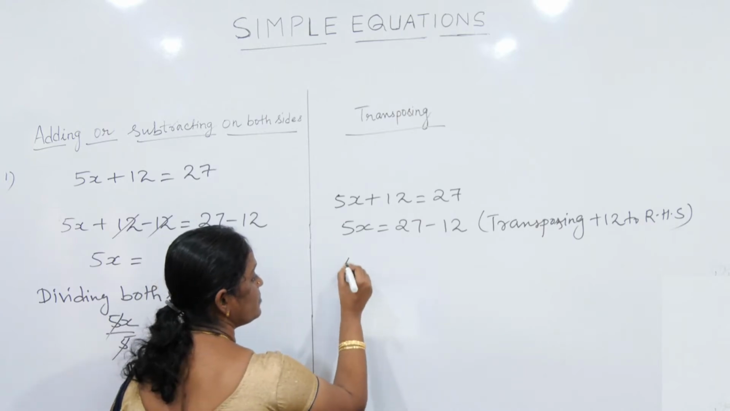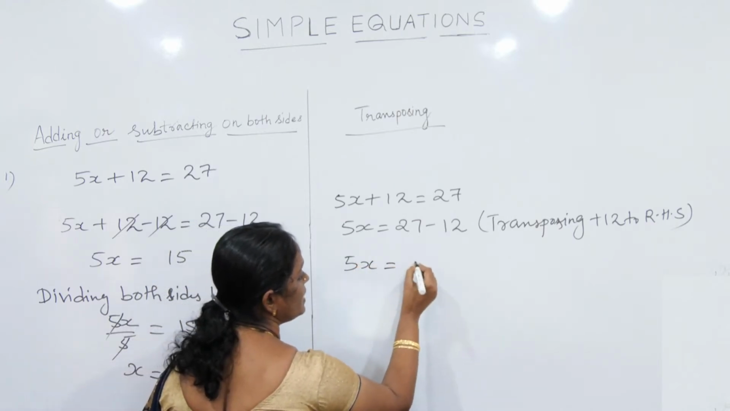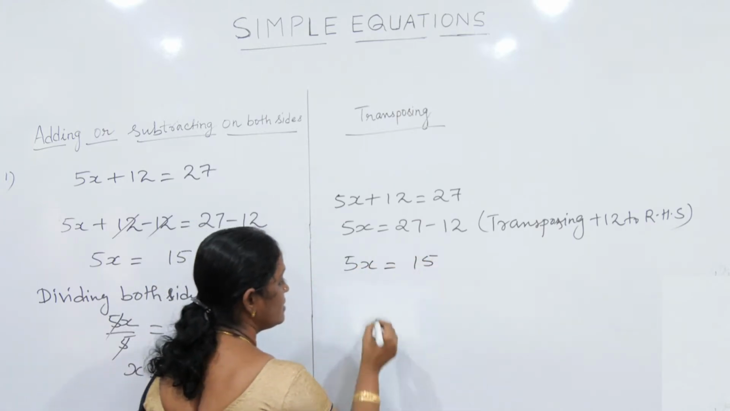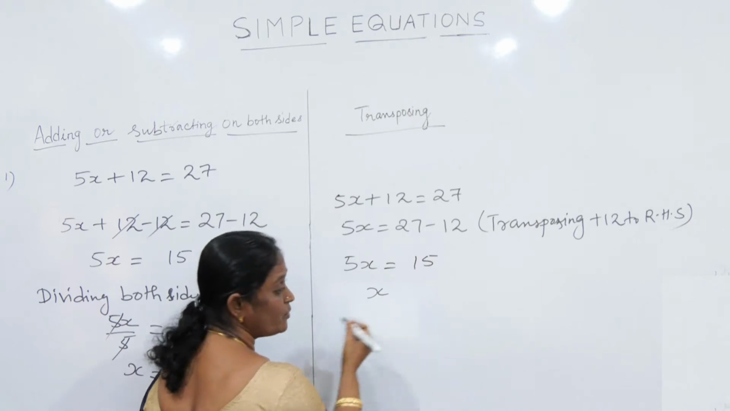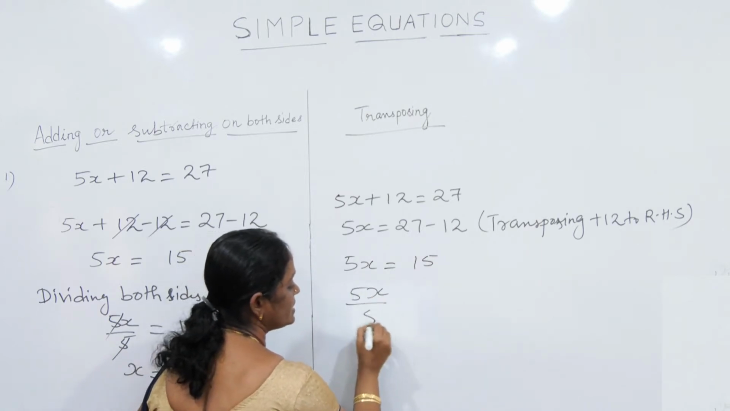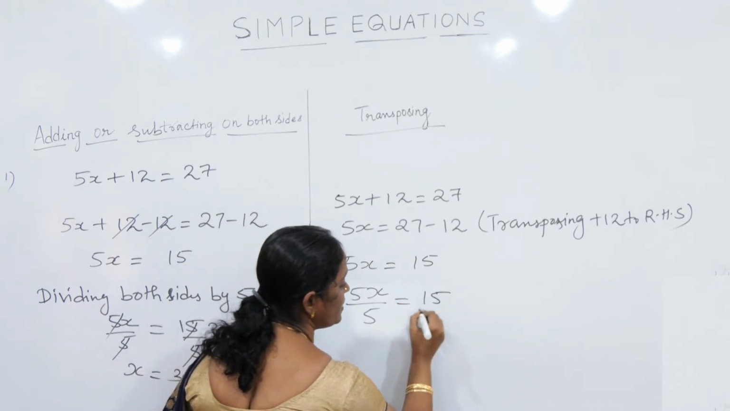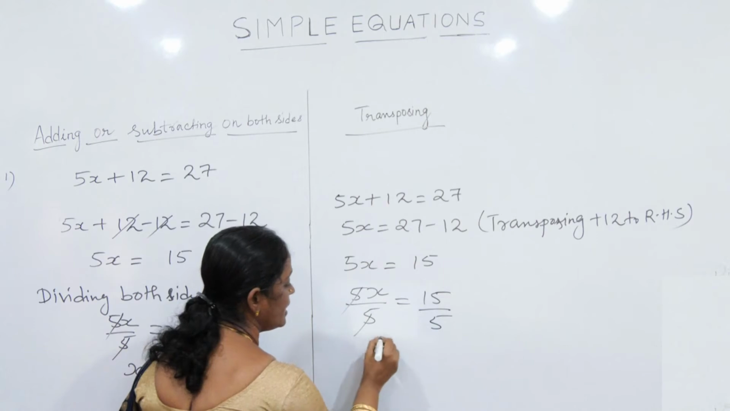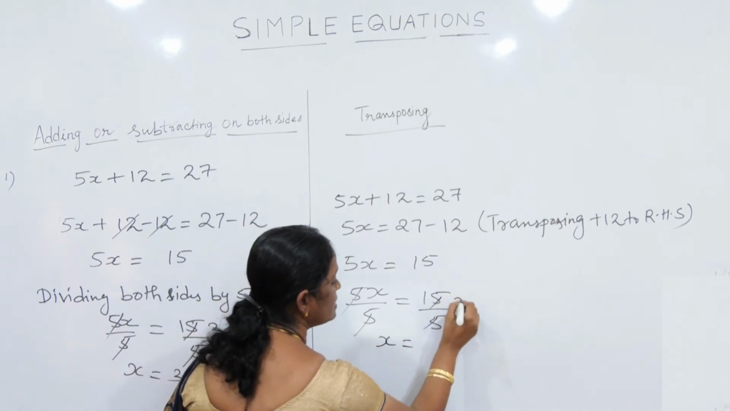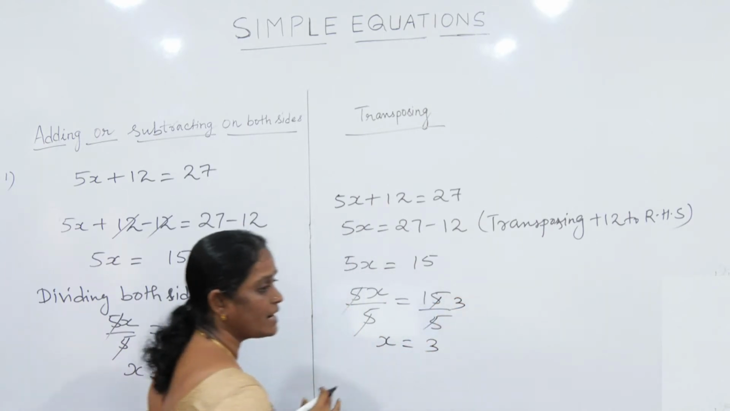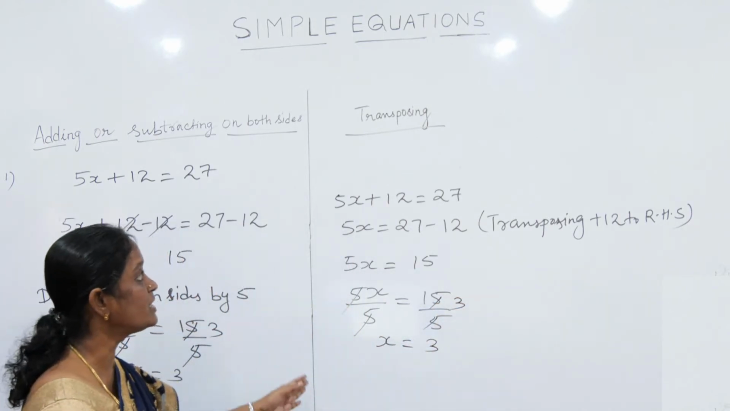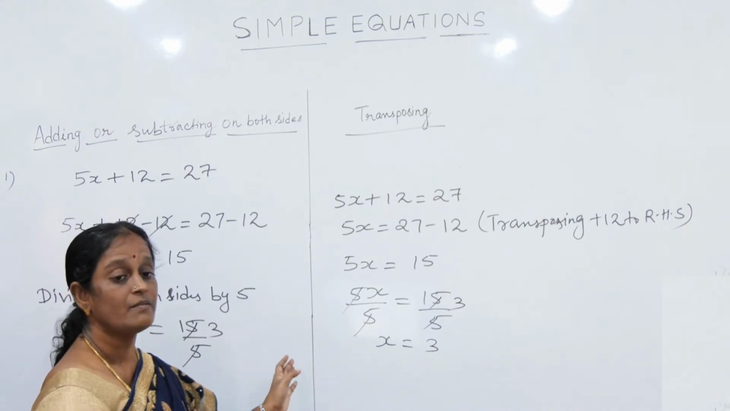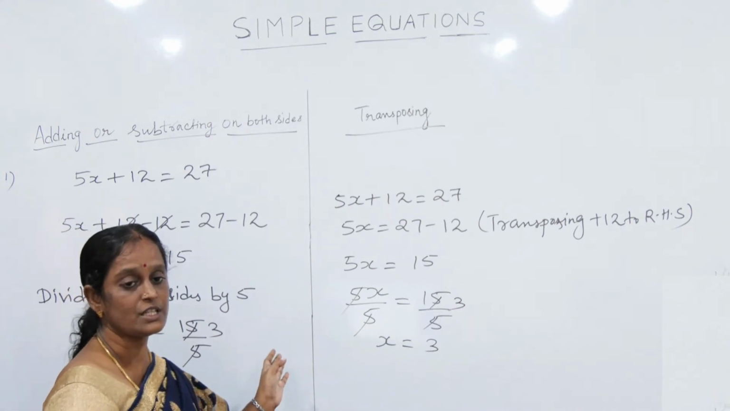So now the next step is 5x is equal to 27 minus 12, which is 15. Dividing both sides by 5, we get 5x divided by 5 is equal to 15 by 5, that is x is equal to 3, since 5 threes are 15. So we have arrived at the solution. So this method is the transposing method. We will be solving some equations using this method.